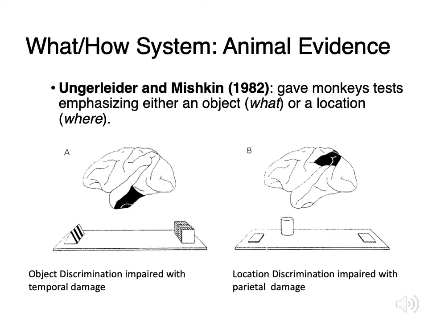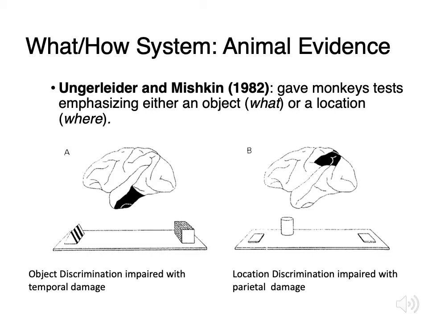In 1982, Ungerleider and Mishkin conducted an animal experiment that demonstrated evidence for the what and how system dichotomy. In this object discrimination experiment, they gave monkeys tests emphasizing either an object, which would correspond to the what pathway, or a location, which would correspond to the where pathway. For the object discrimination task shown here in image A, the monkey was shown an object, specifically the square cube that's on the right, and had to identify the object on the board. Once they completed the task, they received food, which was hidden underneath the object.